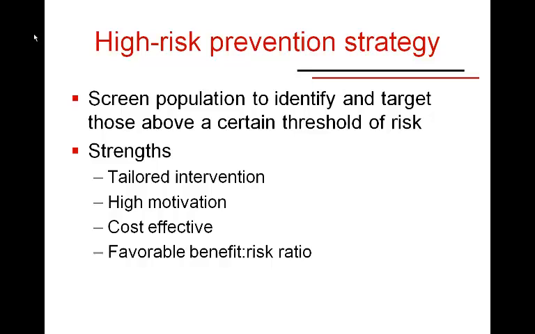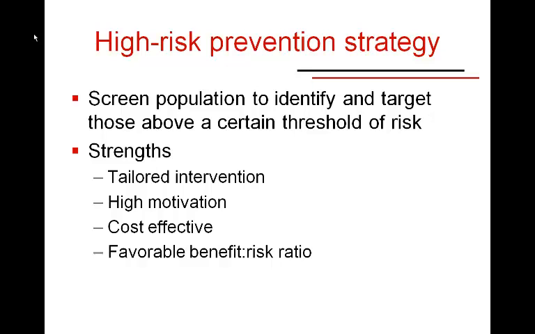Rose's population approach then also gives us insights about how we might effectively try to prevent health outcomes. And he contrasts the high-risk versus the population approach to prevention. The high-risk prevention strategy simply means to screen a population to identify and target the individuals who fall above a certain threshold of risk. So your typical screening program where you categorize people as above or below a threshold of risk, and then you spend your resources targeting those who fall into that high-risk category.